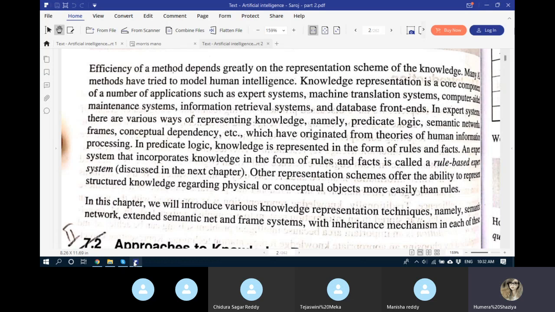Okay, and then the next point is that in this chapter we will look at various knowledge representation mechanisms. They are semantic network, extended semantic network, or extended semantic net, and frame net. And we will also look at the inheritance mechanism for each of these techniques of knowledge representation.